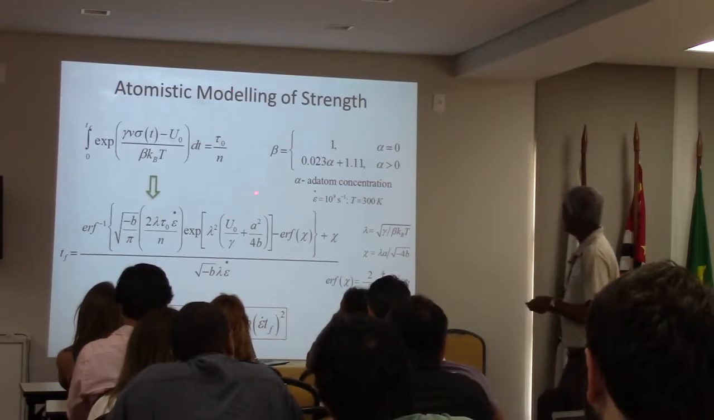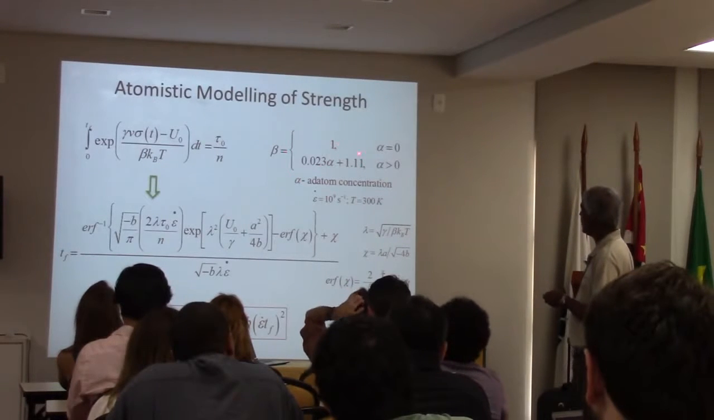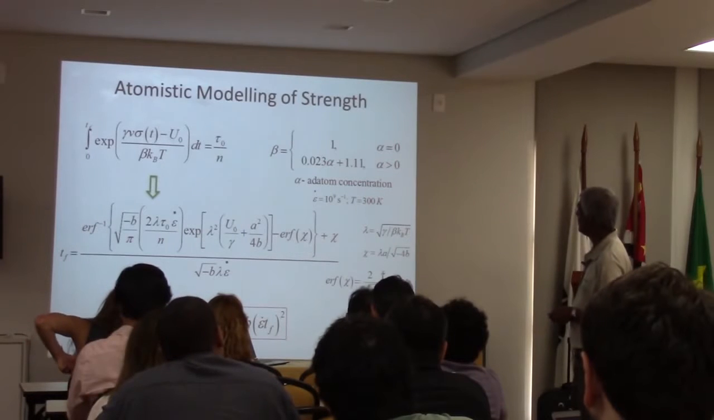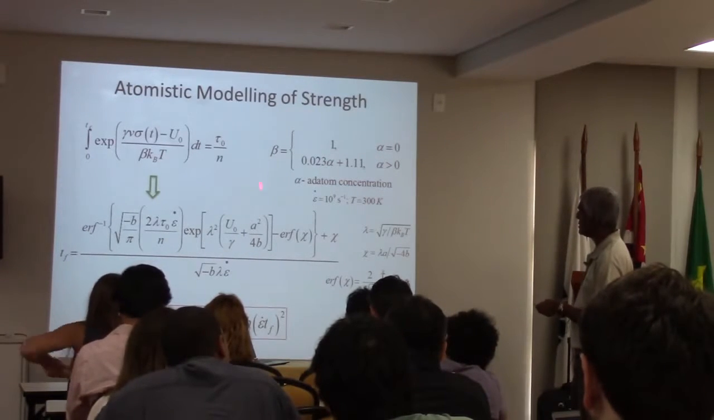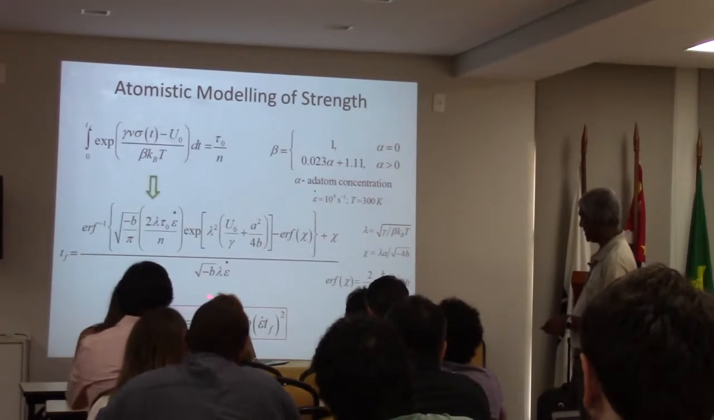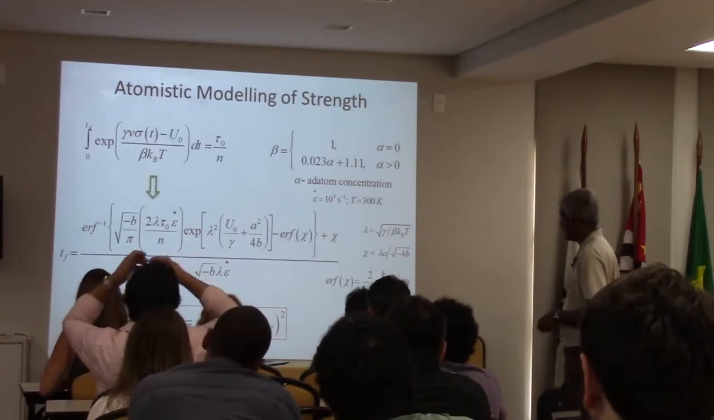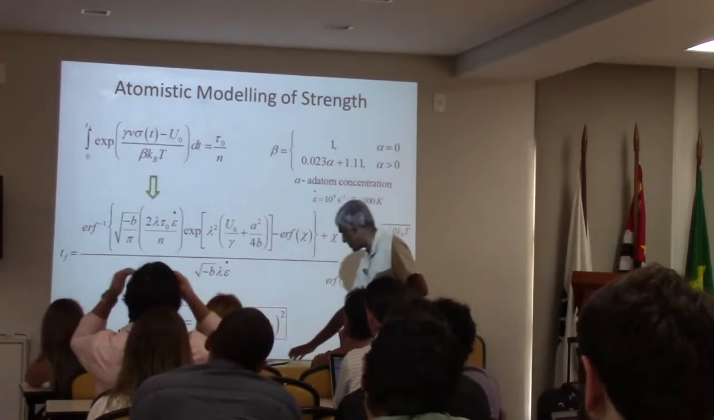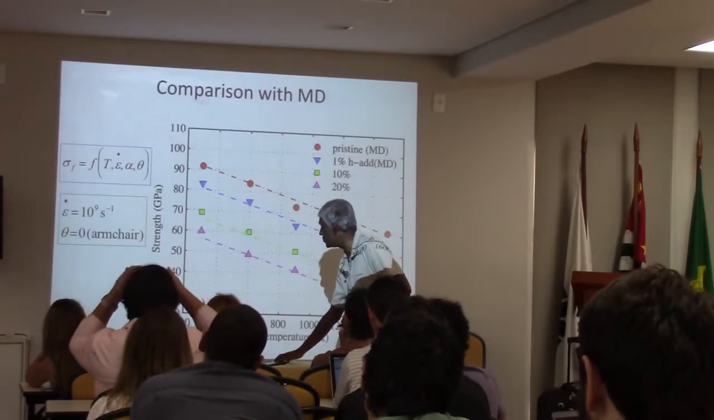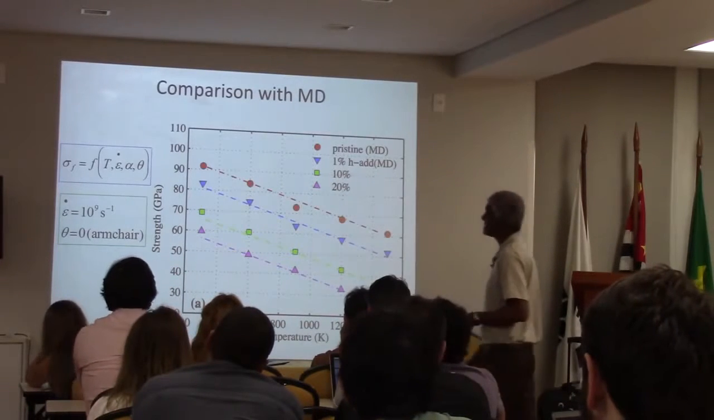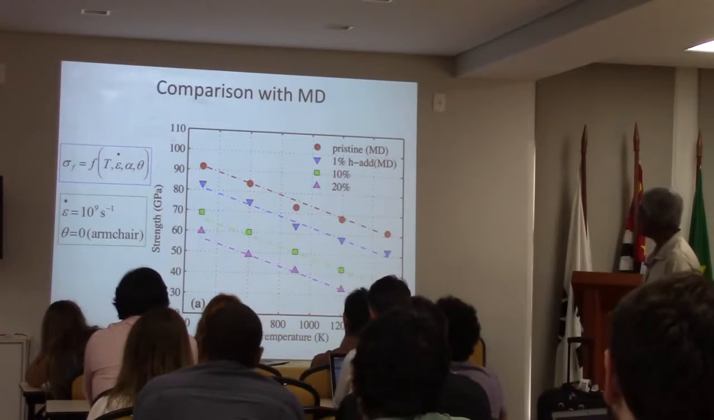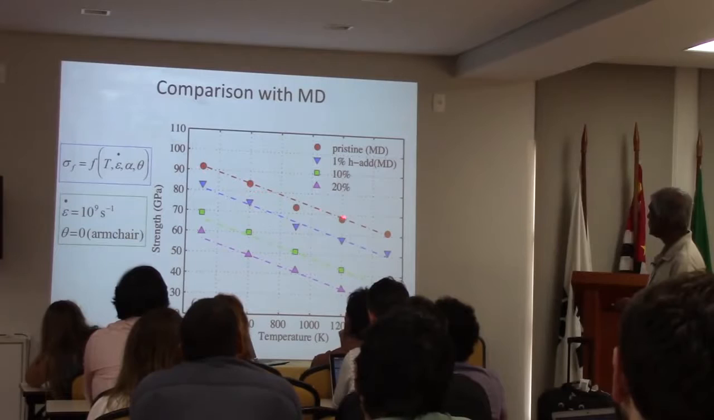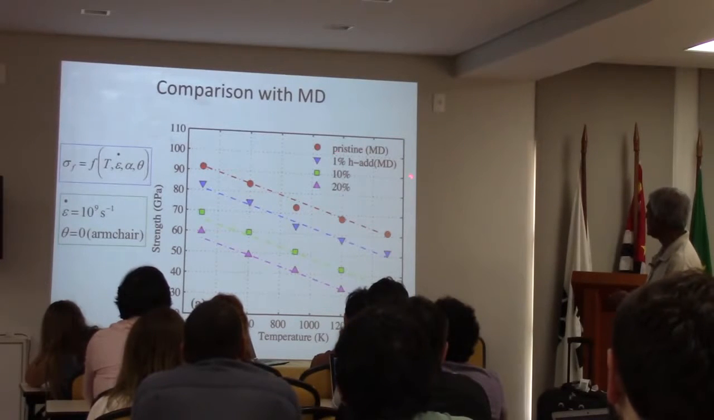And so we take this one, and then we find beta again using curve fitting from MD simulations. So we can actually solve this equation analytically, in terms of an error function, and we can get the time to failure and the failure stress.